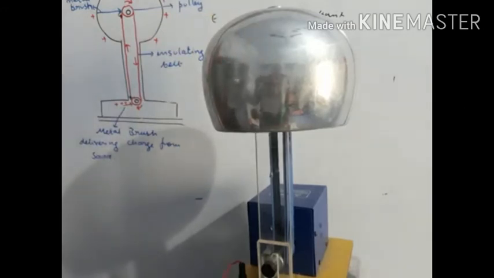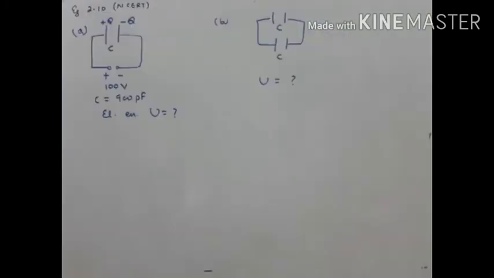Okay students, that was the working of a Van de Graaff generator. Hope you understood it properly. So we have finished this particular chapter. Next class I will discuss some of the questions from the NCERT textbook exercise. Now, before I leave, I would like to discuss one example from your NCERT based on capacitors.